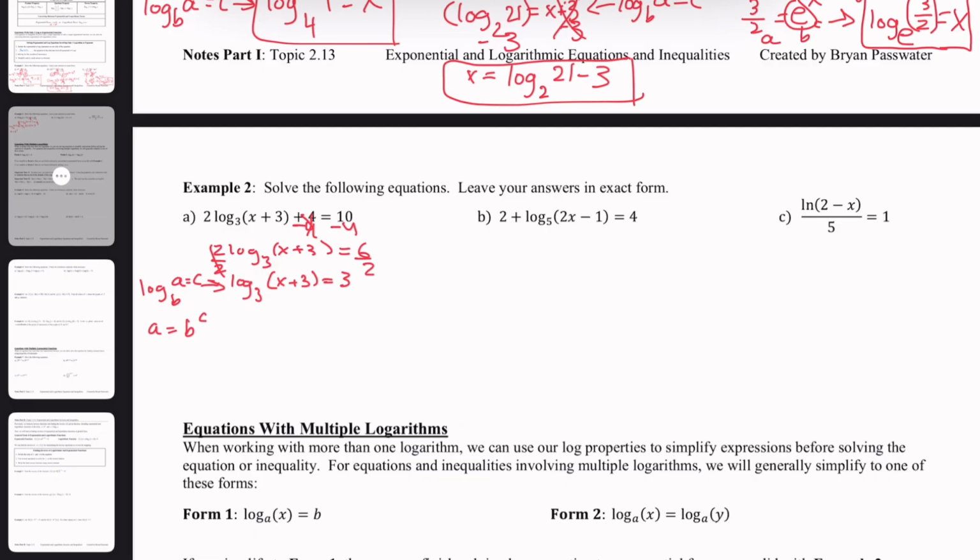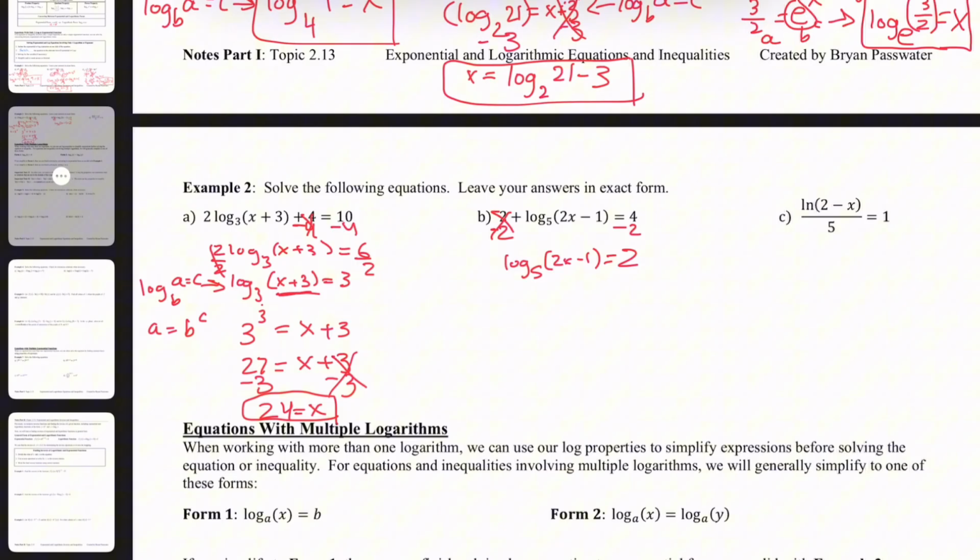So B is 3, so we have 3 to the power of C, which is 3 again. And then A is this entire thing, so X plus 3. We know 3 to the power of 3 is 27, so that's equal to X plus 3. And now we can solve for X. So X is equal to 24.